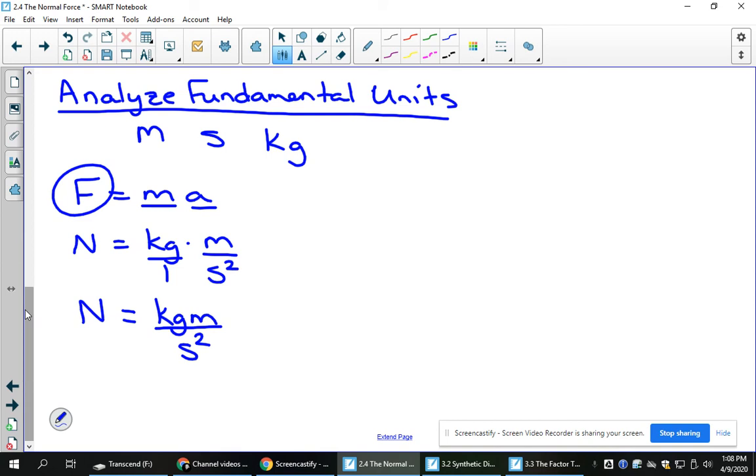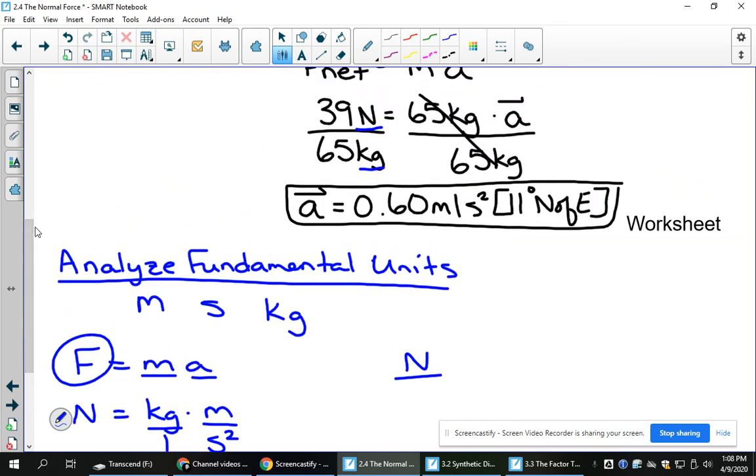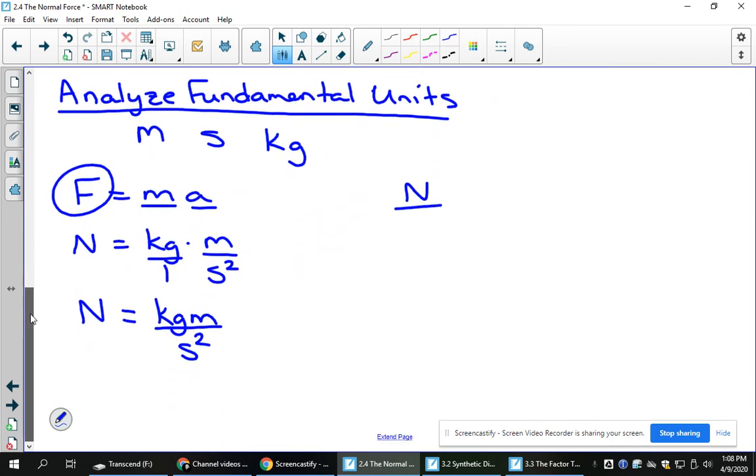Now I'd like you to pause the video and show why in the example above, when we took newtons and divided by kilograms, we were able to get the units for acceleration. So pause the video and try that with the fundamental units, and I'll meet you back here.